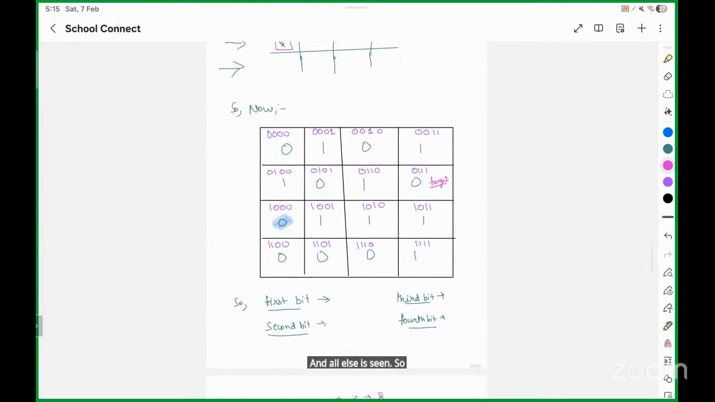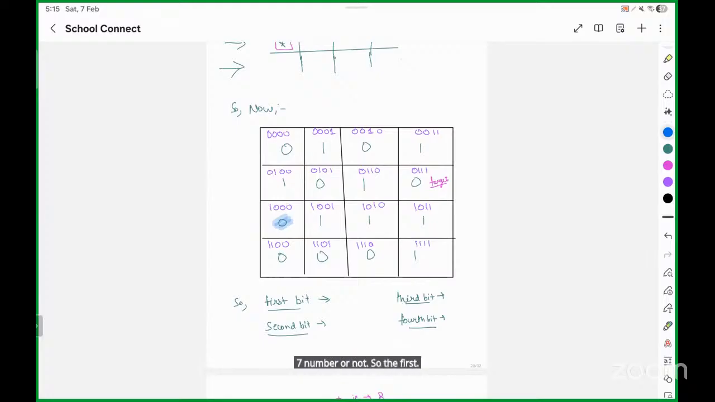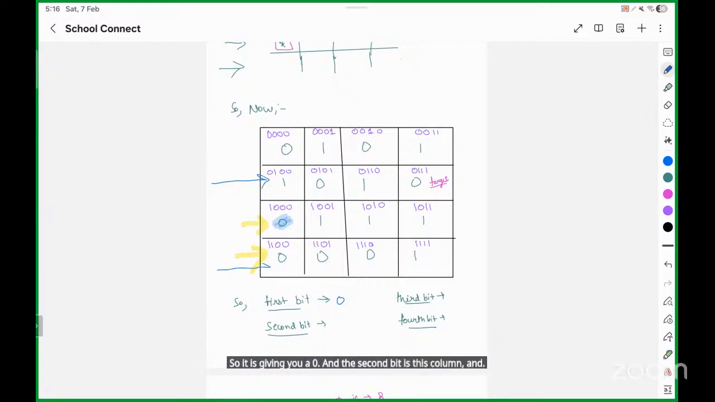So let's again verify that are we showing from this table 7 number or not. So the first bit is the last two columns, this and this. Let's sum this. It will be an even number of ones. So it is giving you a 0. And the second bit is this column and this column. So it will be 1, 1, and 1, which is odd. So 1.